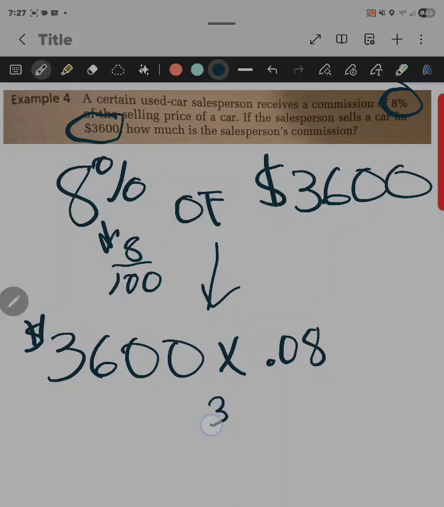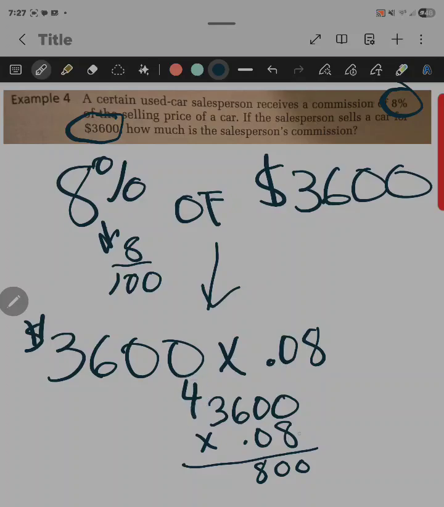So all we're going to do is take 3,600 and multiply it times 0.08. 8 times 0 is 0. 8 times 0 is 0. 8 times 6 is 48. 8 times 3 is 24, plus 4 is 28. Now, we don't have to multiply the zeros times everything because 0 times anything is 0, so we could just put a bunch of zeros down here if we wanted to. We know they're all going to be zeros, but that would be very pointless.